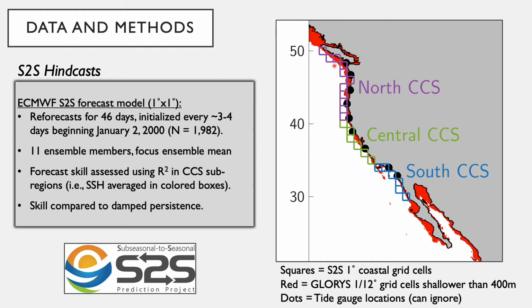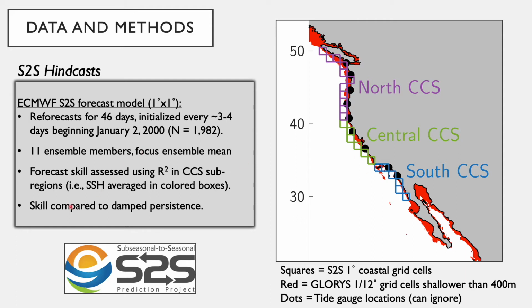And basically what we'll be doing is averaging the sea surface height in each of these different subregions and comparing them to the GLORIES data averaged in the same subregions in the same boxes. But the GLORIES is obviously much higher resolution, so we're going to be focusing really only on GLORIES grid cells with ocean depths that are shallower than 400 meters, which is shaded in red here. So really just focusing on the continental shelf.